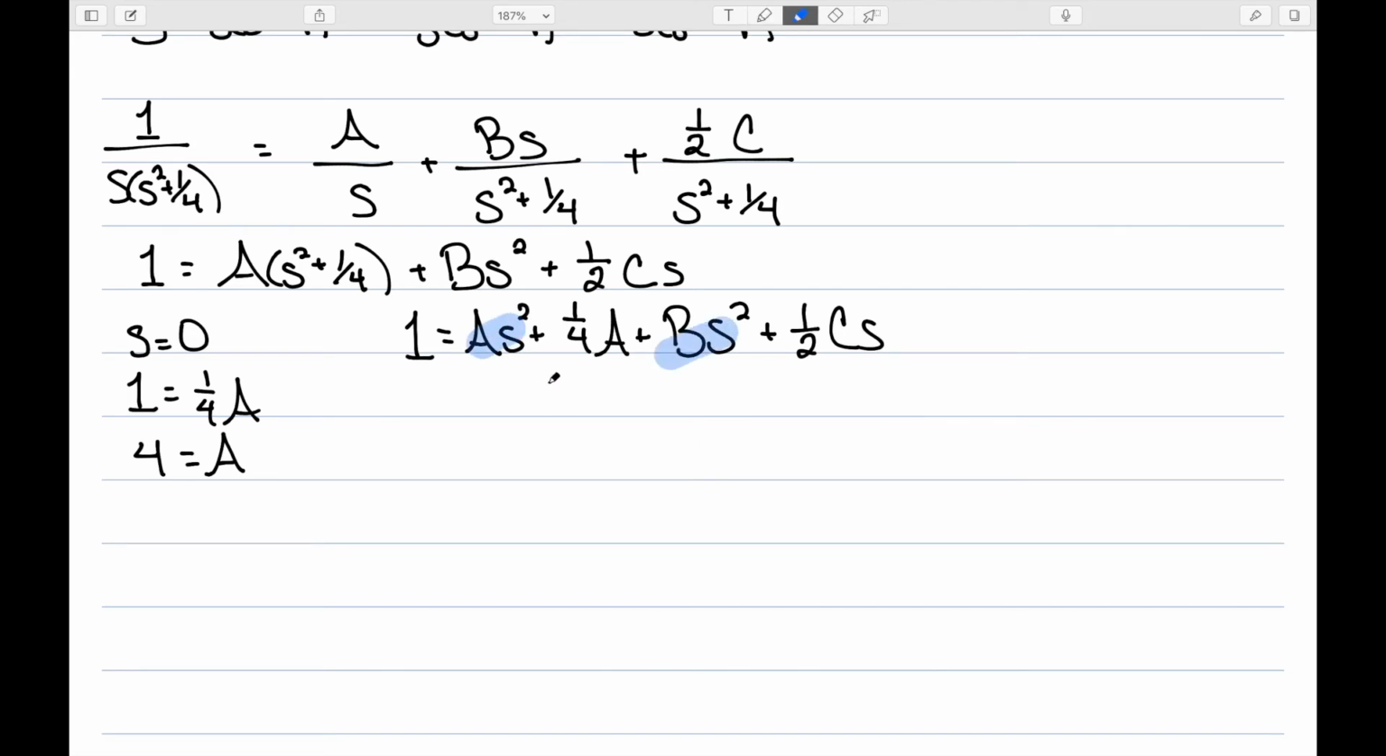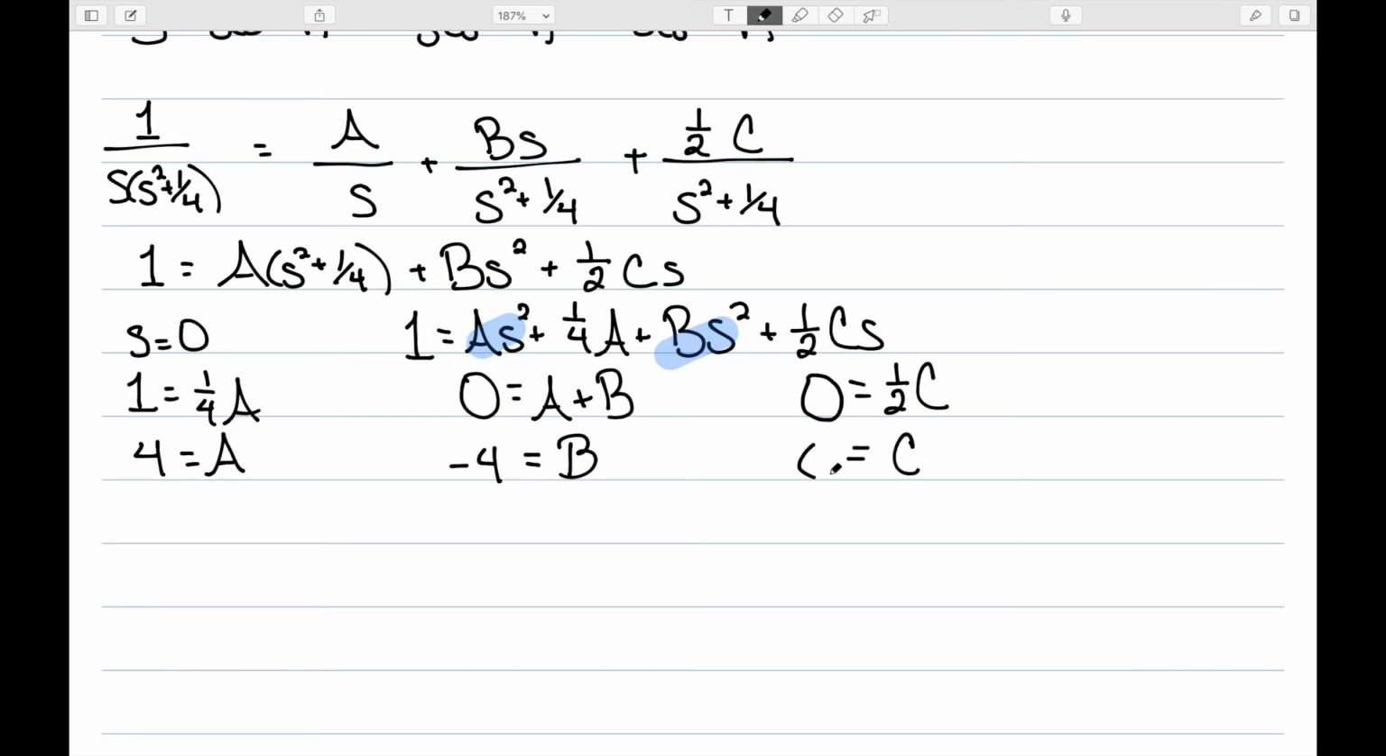Looking at the s squared terms, I have A plus B, there's no s squared on the left-hand side, so I have 0 equal to A plus B. We know A is 4, so B must be equal to -4. Looking at my s terms, I have 0 s terms on the left and 1/2 C on the right. So that tells me that C is equal to 0. From there, I'm going to rewrite all of my capital Y. I have A over s plus Bs over s squared plus 1/4. This third term here is equal to 0.